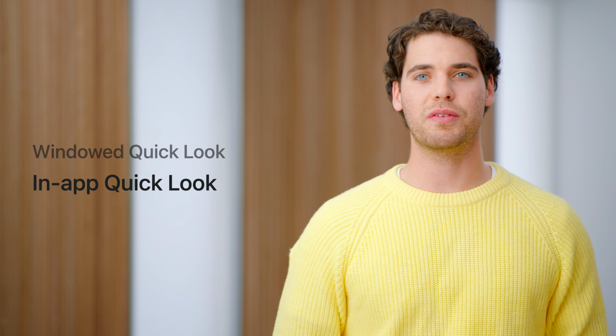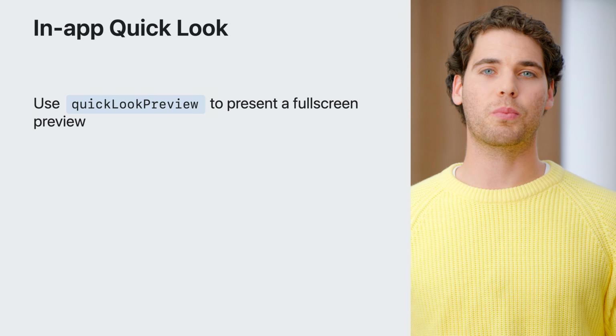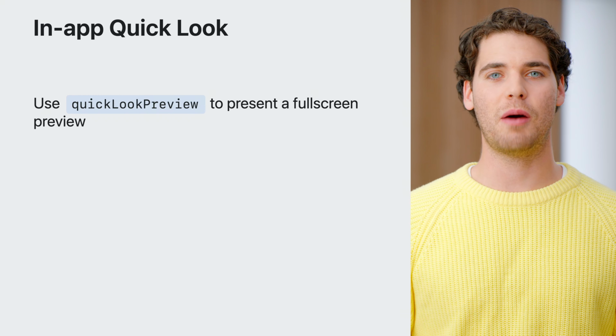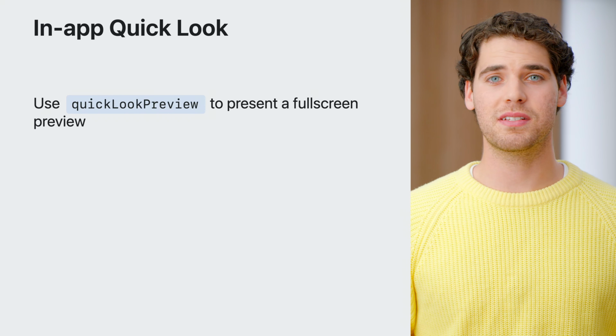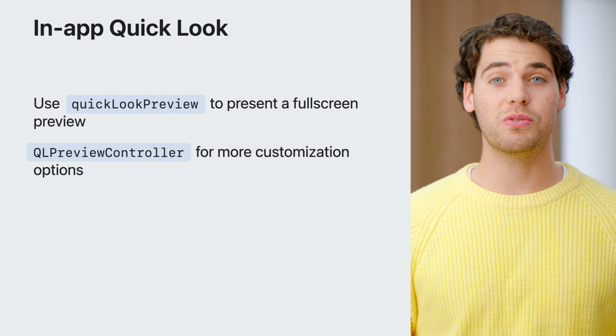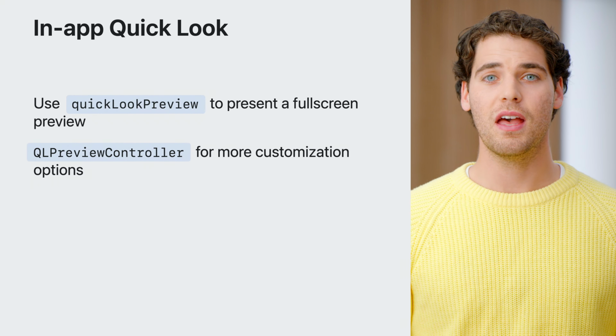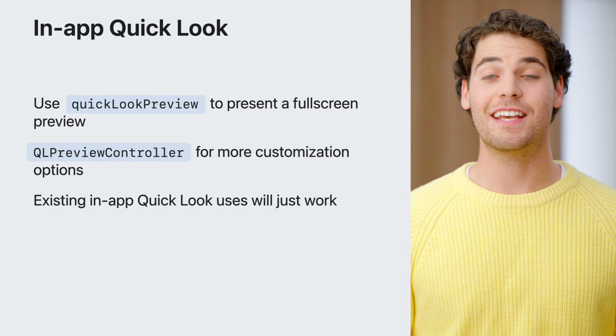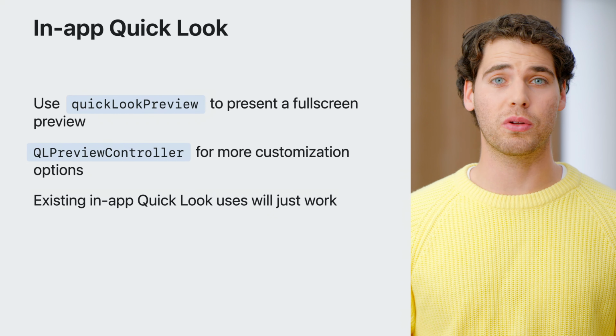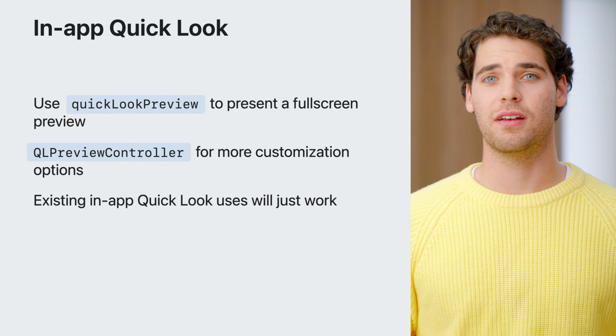We just went over presenting files in a Quick Look window to preview it outside of your app. There are some use cases where you may want to preview files directly inside of your app. Displaying in-app Quick Look content is as simple as passing in some URLs to the Quick Look preview function in SwiftUI. When presented using Quick Look Preview, the preview will display as a sheet on top of your view's content. If you want more customization options over your presented previews, you can use a QLPreviewController here instead. If you're bringing your iOS app to XROS, existing uses of Quick Look Preview or QLPreviewController API will carry over for free.